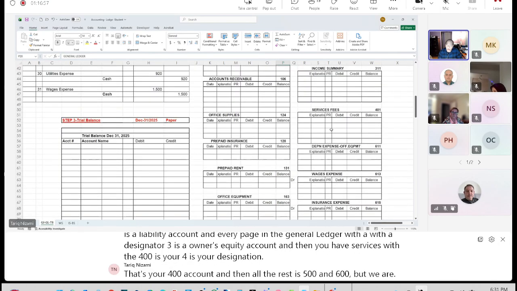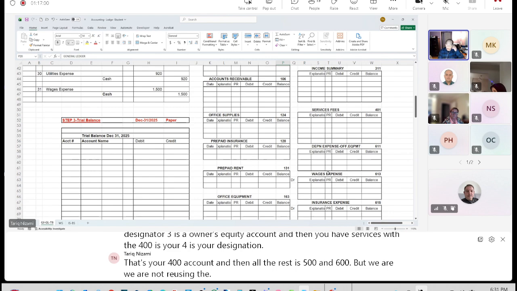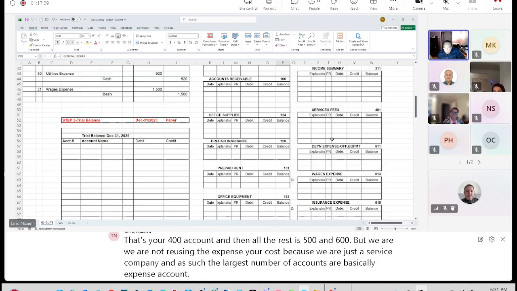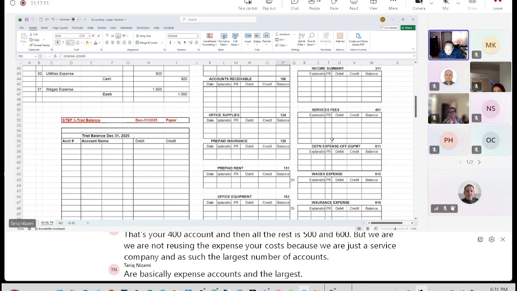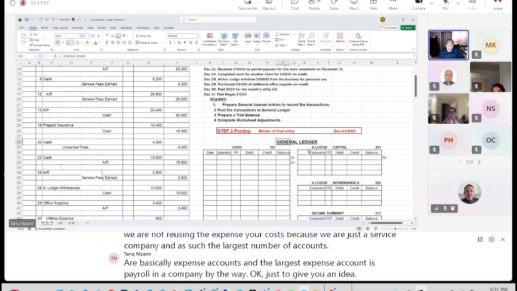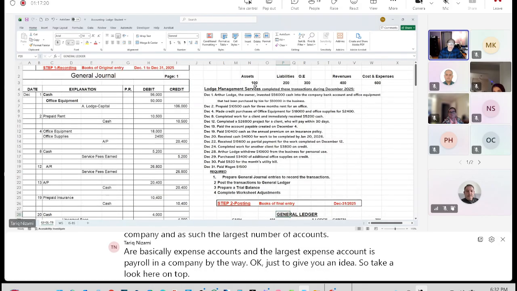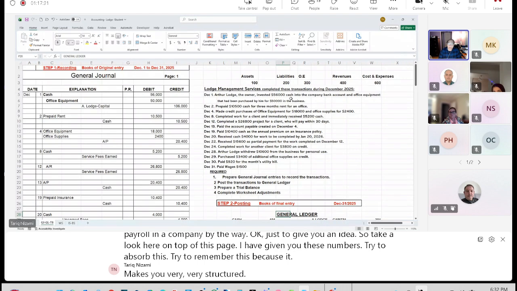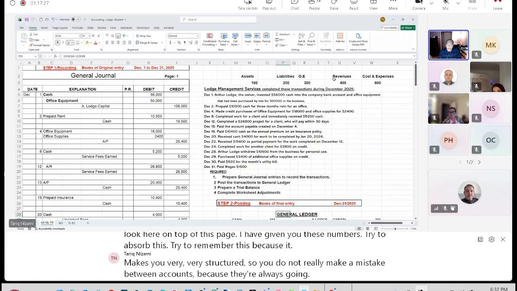But we are not using the expense, your costs, because we are just a service company, and as such, the largest number of accounts are basically expense accounts, and the largest expense account is payroll in a company, by the way. Okay, just to give you an idea. So take a look here. On top of this page, I have given you these numbers. Try to absorb this. Try to remember this, because it actually makes you very, very structured. So you do not really make a mistake between accounts, because they're always going to be like this.